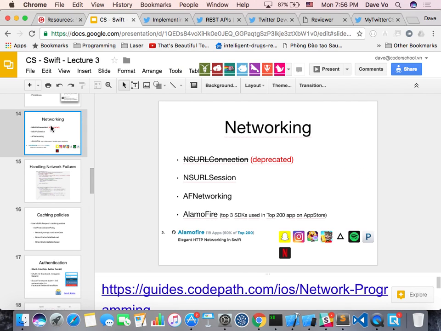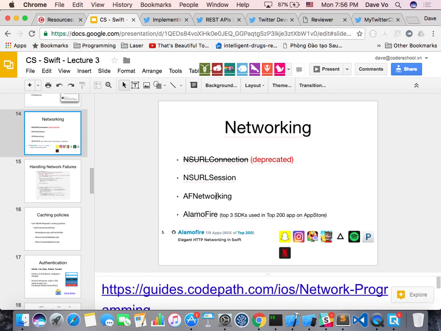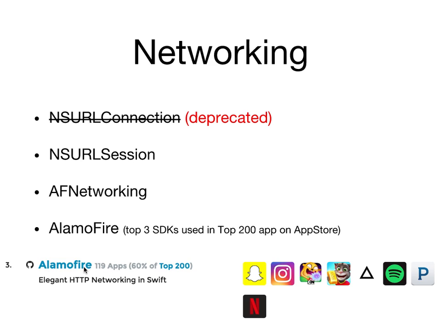And then going back to this one, AFNetworking. So we talked about that one, right? And then some people asked me what is the difference between AFNetworking and Alamofire, right? If we look at this one, Alamofire is one of the top 3 SDKs being used by the top 200 apps on the App Store. You see here, more than 100 apps from the top 200 are using Alamofire. It's more advanced and has more features.